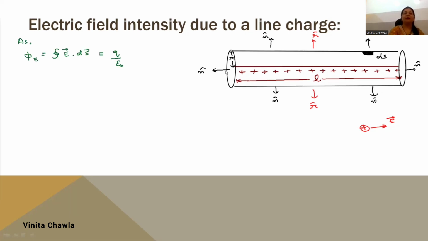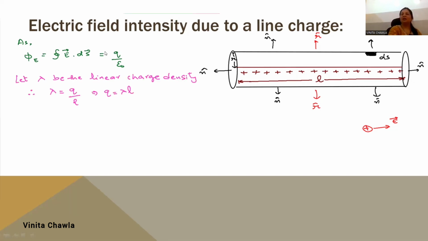So we can write electric flux as closed integral of vector E dot ds as per the definition of electric flux, and it is equal to Q upon epsilon naught using Gauss law. Lambda is the linear charge density. So lambda is Q by L, charge per unit length. So we can write charge as lambda L.